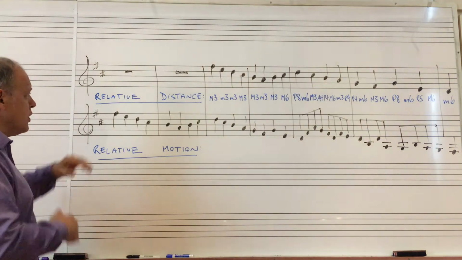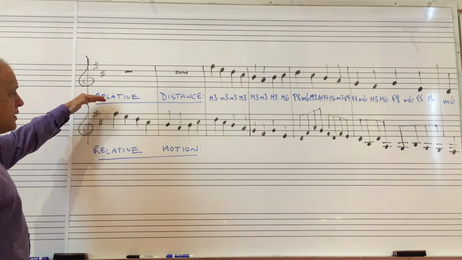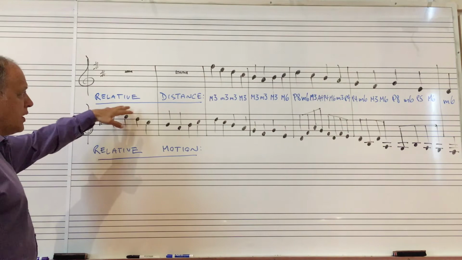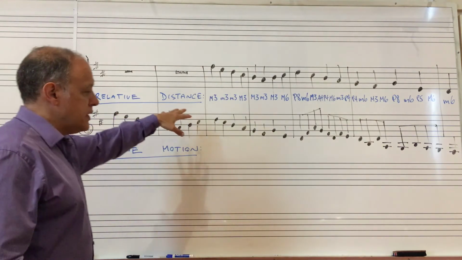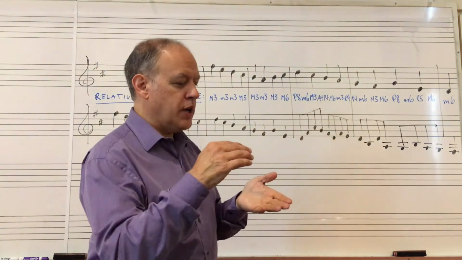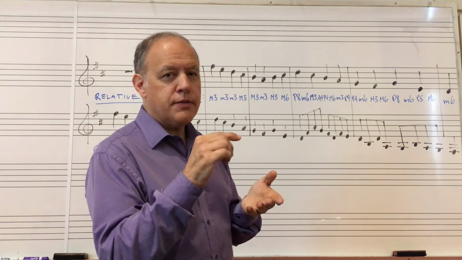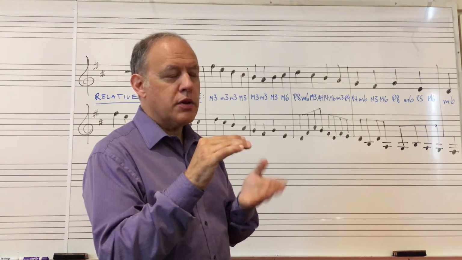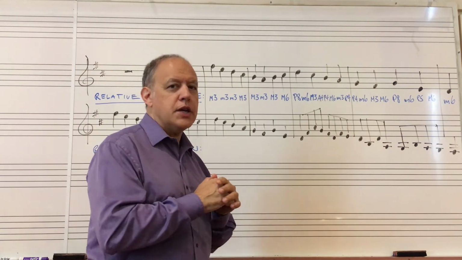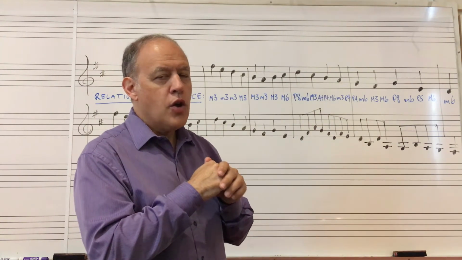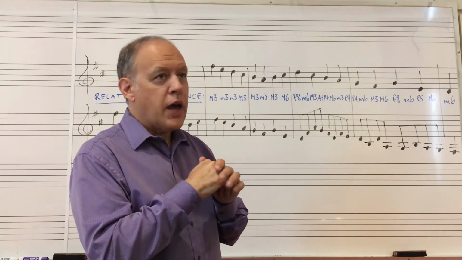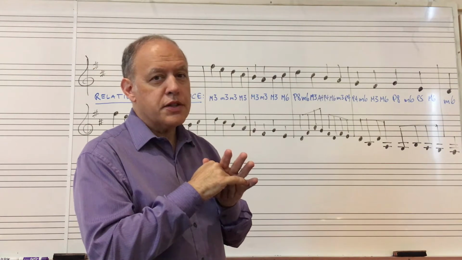two main terms that I've put on the board, relative distance and relative motion. I'll take a look at relative distance first. So what this is doing is measuring how far apart the different melodic lines are from each other. And this is simply another application of interval analysis with which we're already familiar. And we're doing the same kind of analysis that we've always done.